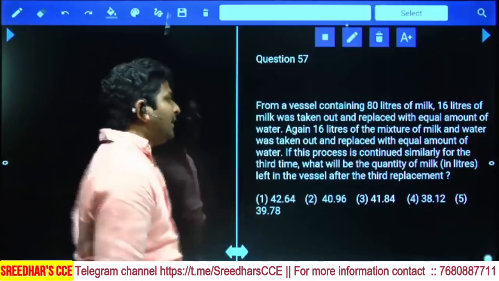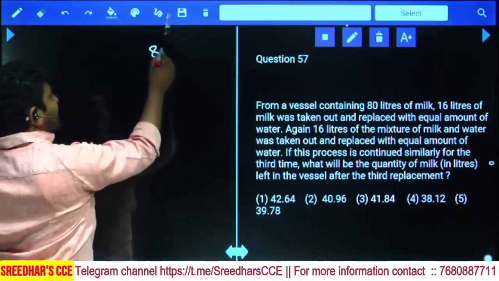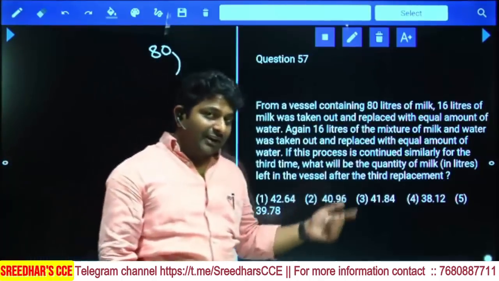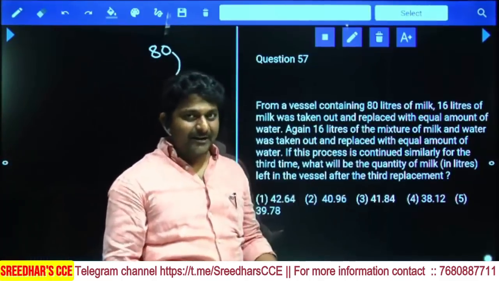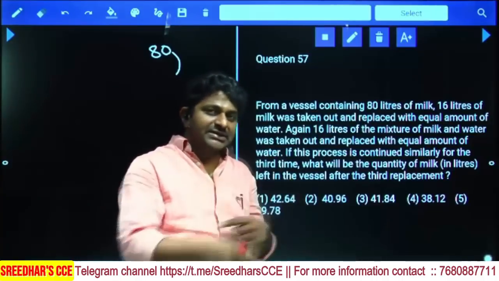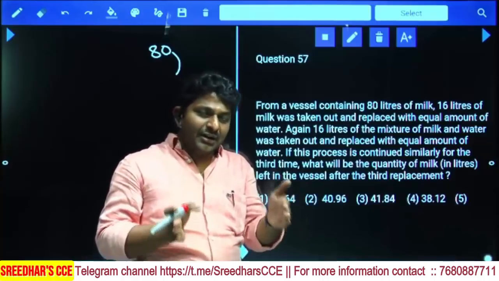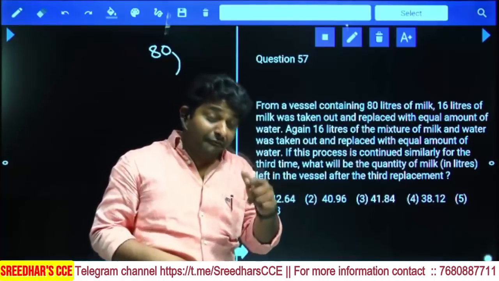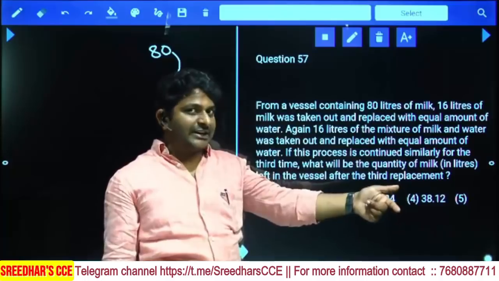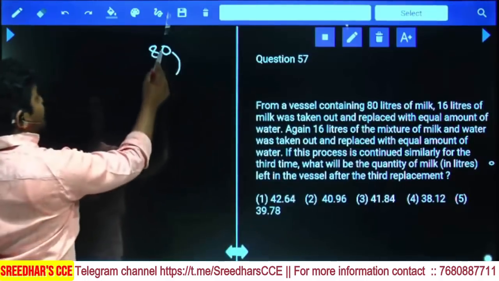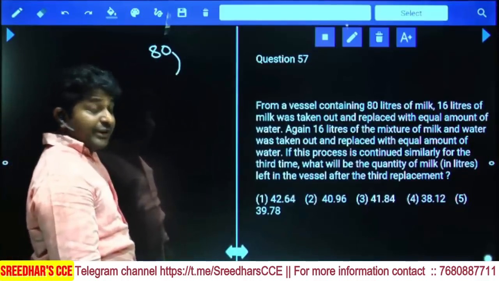Okay, now initially we have 80 liters. How many liters are taken out? 16 liters. So after that, again the same quantity of water is added. So once the entire process is done, the total quantity remains the same, that is 80 liters only. So out of the total 80 liters, every time we are taking out 16 liters. So I'll measure in terms of percentage. 16 with respect to 80 is equal to 20%.